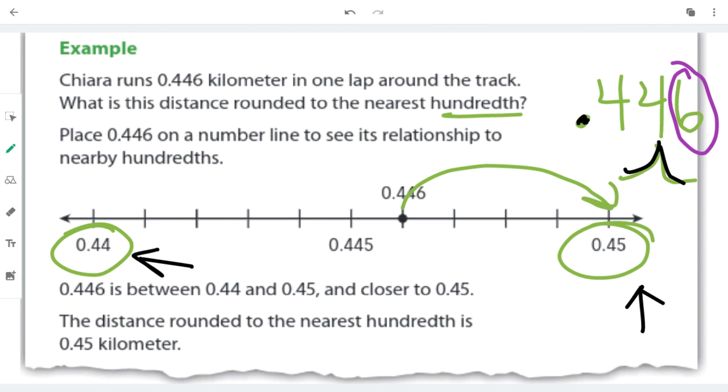Take a look at this number line. This is also helpful. Number lines are extremely helpful for understanding where this number wants to go. As you can see, 45 hundredths is much closer than 44 hundredths. So the nearest hundredth is 45.